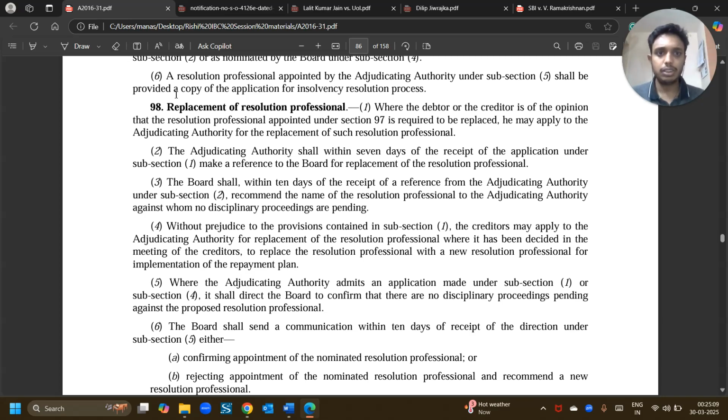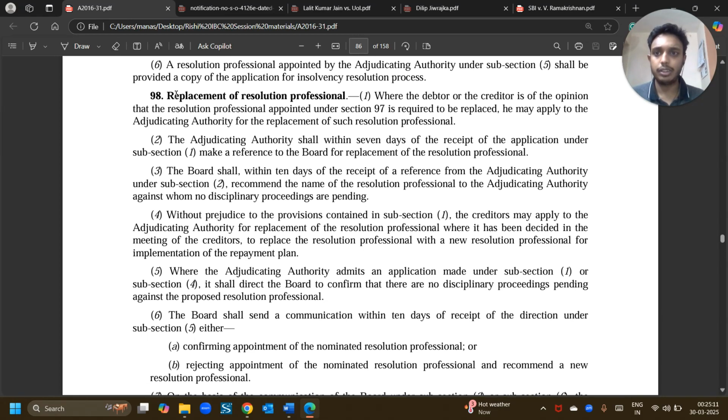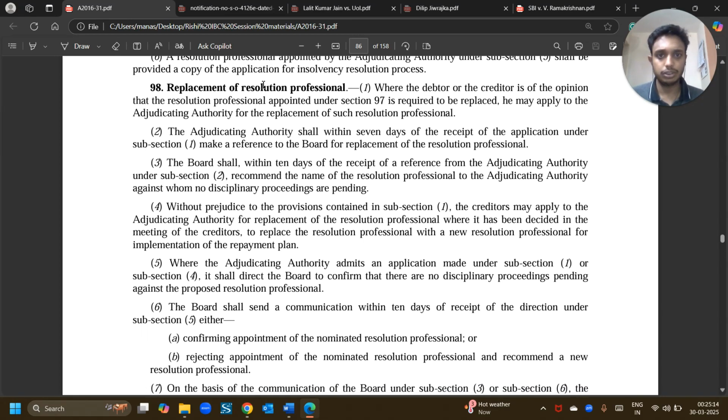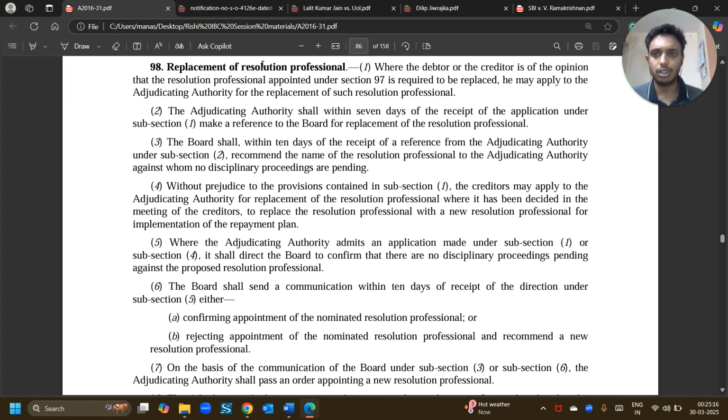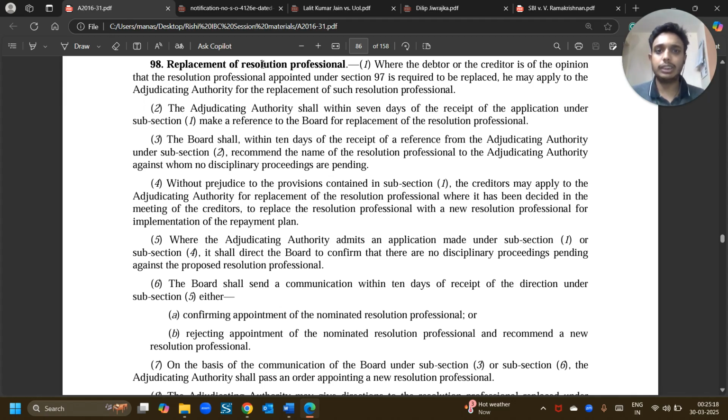A resolution professional appointed by the AA shall be provided with a copy of the application for the insolvency resolution process, for, of course, natural and obvious reasons. Coming to section 98, it deals with replacement of the RP. Now here, who are the involved persons?